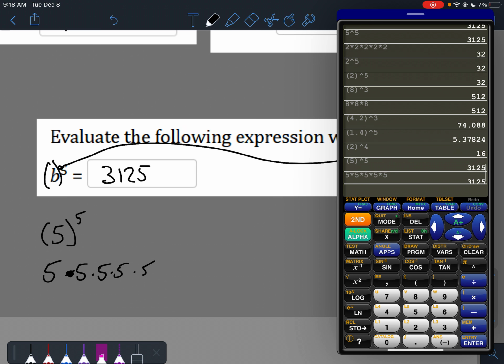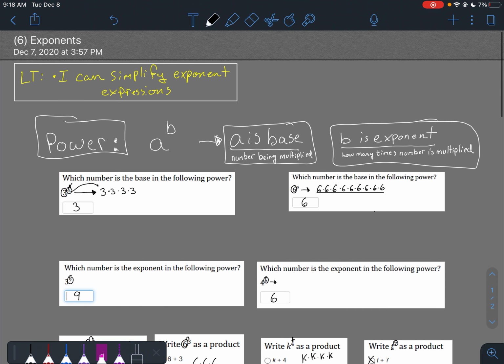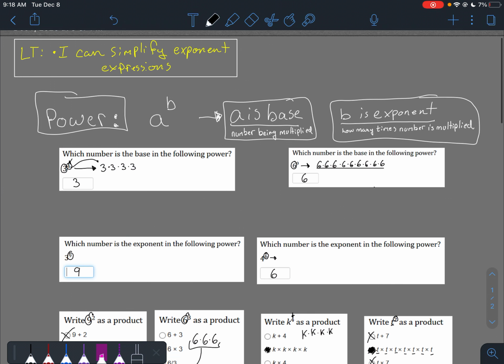Perfect. There you go. So that is exponents. So evaluating exponents, writing out exponents, recognizing what the base is, what the exponents are, and working with those powers. That is exponents.